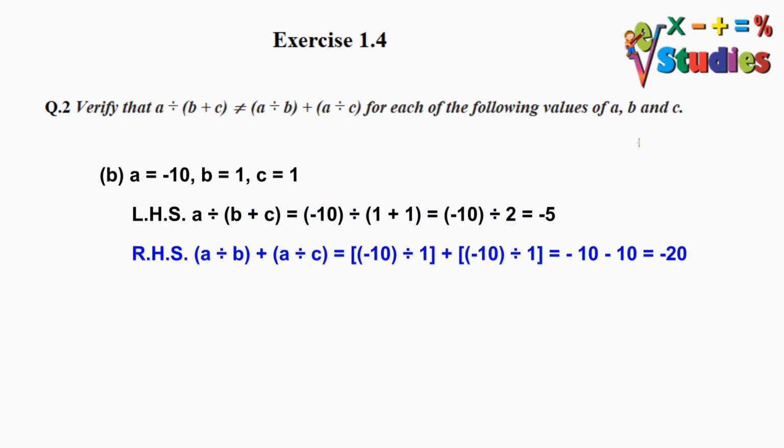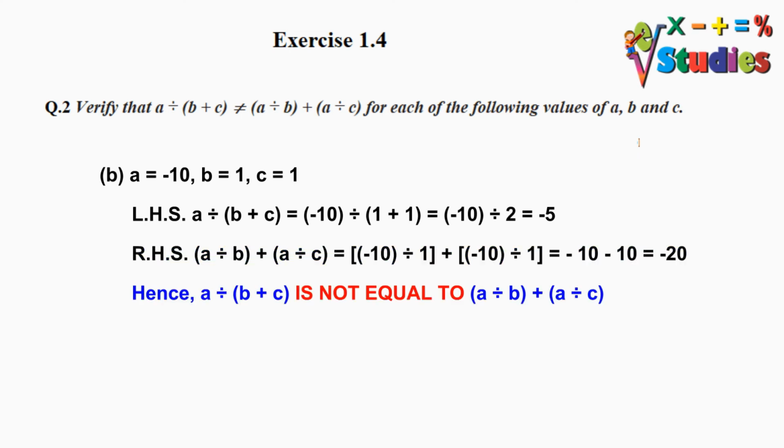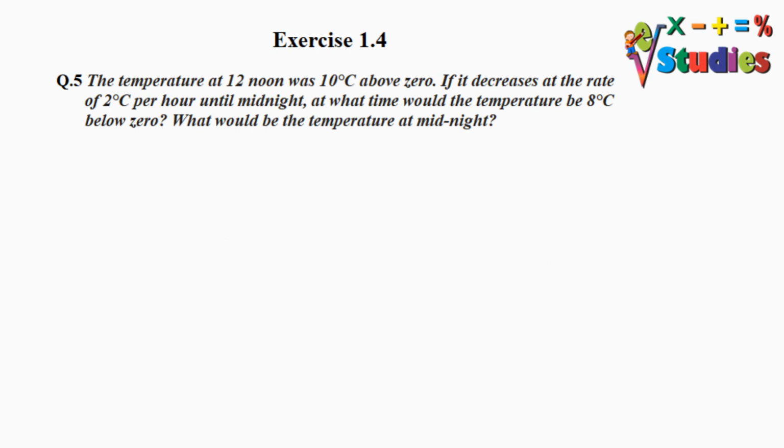Now doing the right hand side, we have a divided by b plus a divided by c. So here we have negative 10 divided by positive 1 plus negative 10 divided by positive 1. That gives us negative 10 and negative 10. Because we have two negative integers, we have to perform addition. So negative 10 plus negative 10 will give us negative 20. Hence it is proven that a divided by b plus c is not equal to a divided by b plus a divided by c. Let's do the next sum.